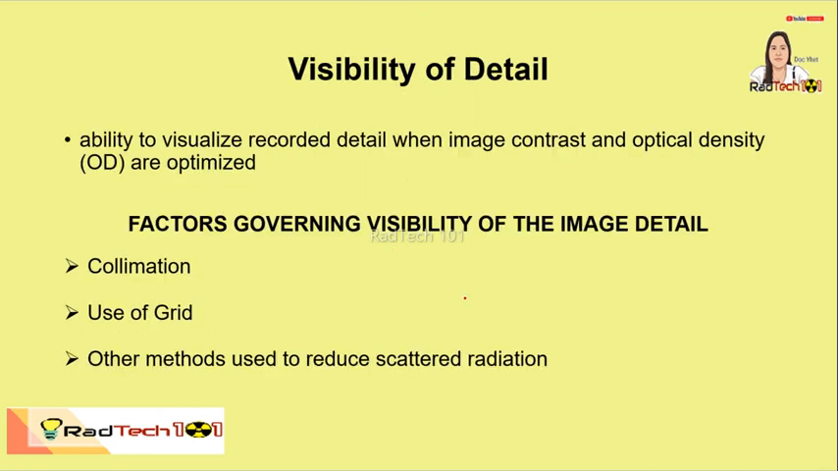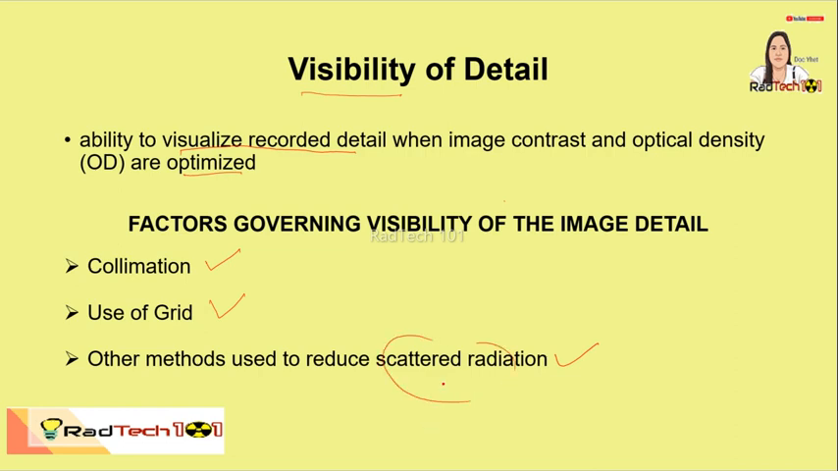For visibility of detail, this is the ability to visualize recorded detail when image contrast and optical density are optimized. So it is also like geometric detail. The ability to see clearly those structures in the radiograph also refers to the visibility of the detail. It can be affected by collimation, the use of grid, and other methods to reduce scatter radiation. Meaning, for better visibility of the image detail, we should minimize scatter radiation.